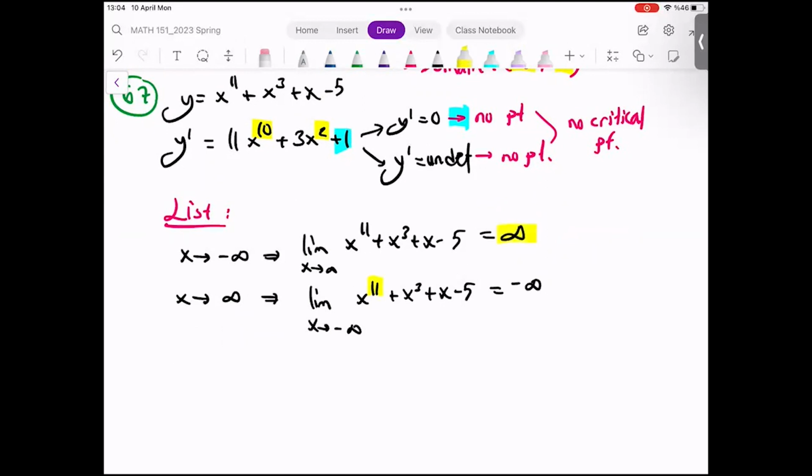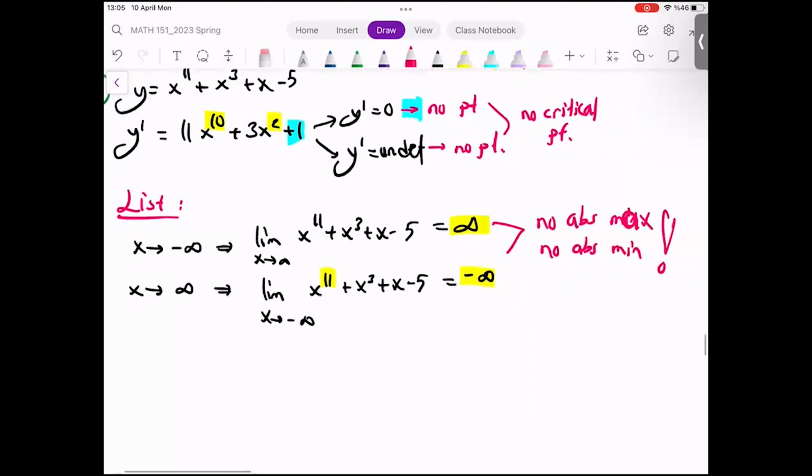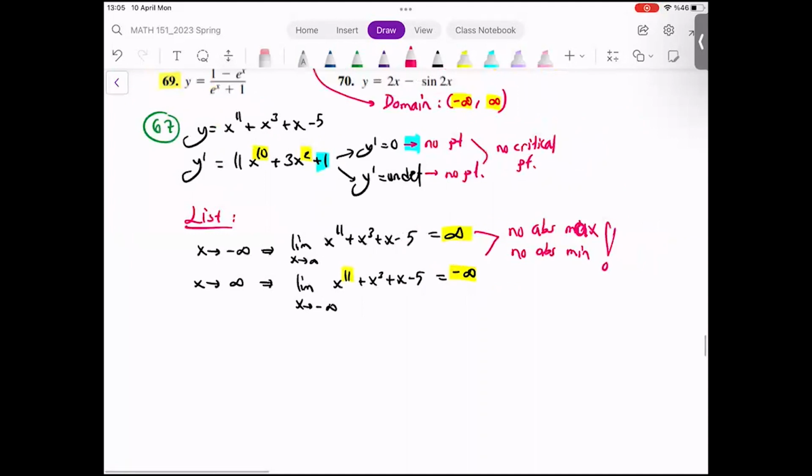And since we obtain both plus and minus infinities, we conclude that there is no absolute max and no absolute min. Okay? No absolute min, no absolute max. So like this, I guess this solution is okay.